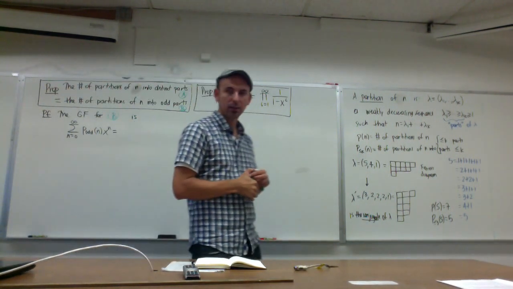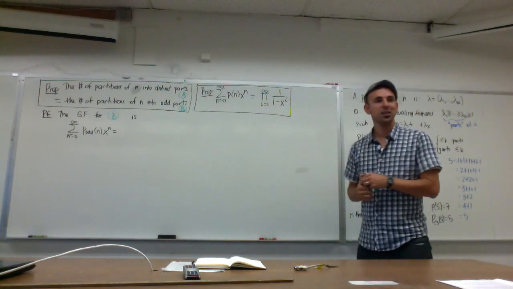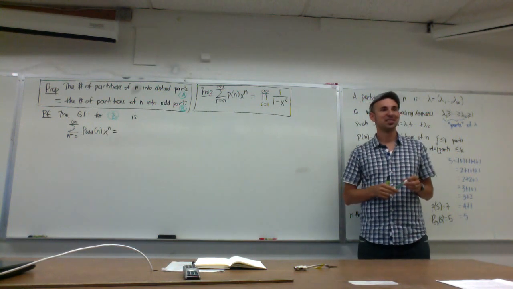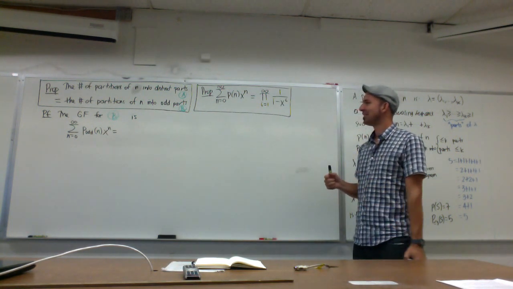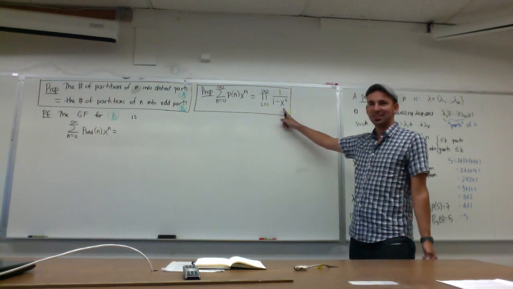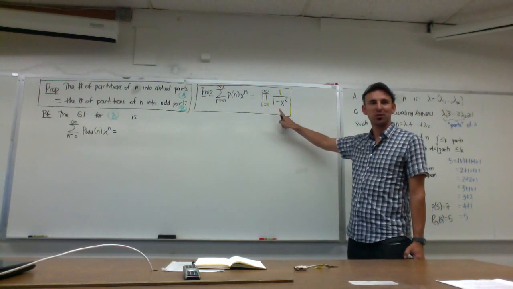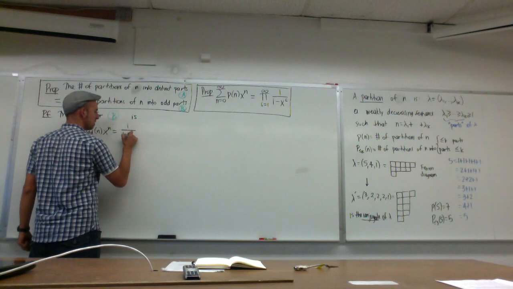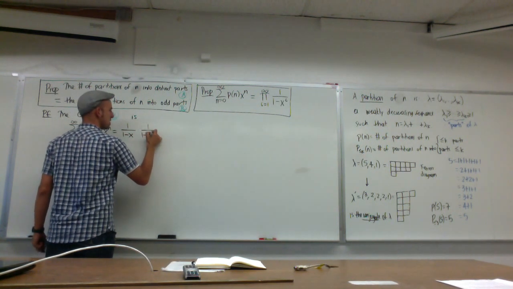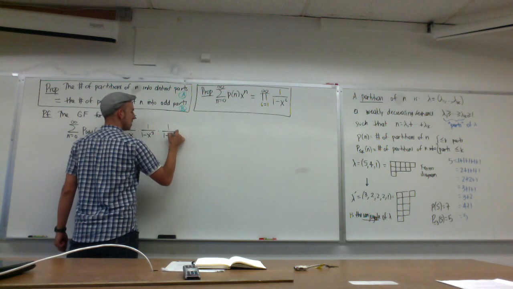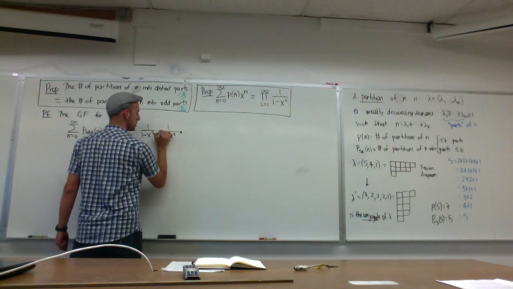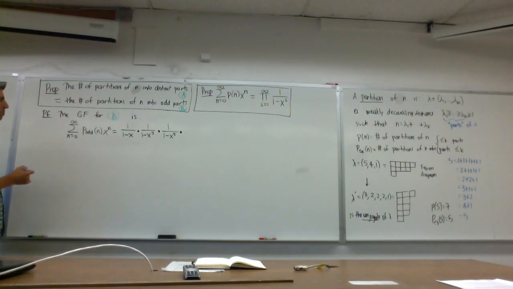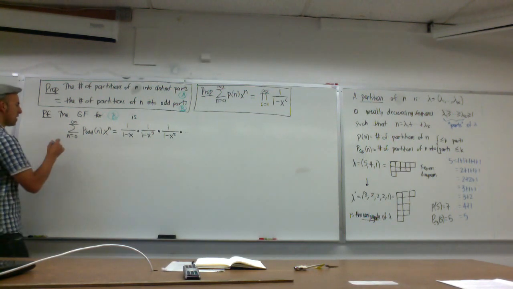What's this? What should I put? Just the odd ones. It's kind of the same thing, except that I only put the odd terms so that I only use odd parts. So I can use ones, I can use threes, I can use fives, etc. Okay. That's not too bad.